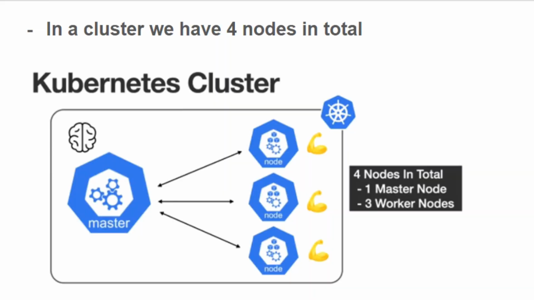When talking about a cluster, we must understand what a master node is and what a worker node is. A master node is the brain of the cluster, and a worker node is where the heavy lifting, like running your application, happens. In a cluster, say there are 4 nodes: 1 is the master node and 3 are worker nodes. A master node is like the boss of the Kubernetes cluster. It's in charge of making decisions and managing the overall operation of the cluster.